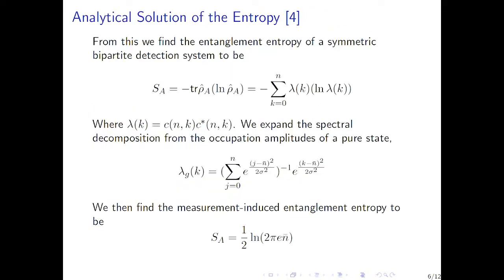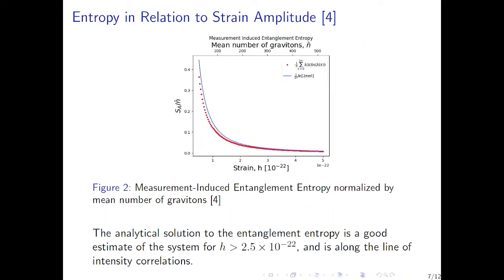Now, I'm going to skip through some of the messy math that leads to this calculation, but if we take the trace of the density operator at detector A from detector B, then multiply that by the natural log of the density operator, we can find our measurement-induced entanglement entropy. If you look at the equation on the bottom right here, you'll see that the measurement-induced entanglement entropy is actually only a factor of the mean number of gravitons that are impacting the detector. This is really important, as if we get enough gravitons to impact the detector, then we may actually be able to measure this measurement-induced entanglement entropy.